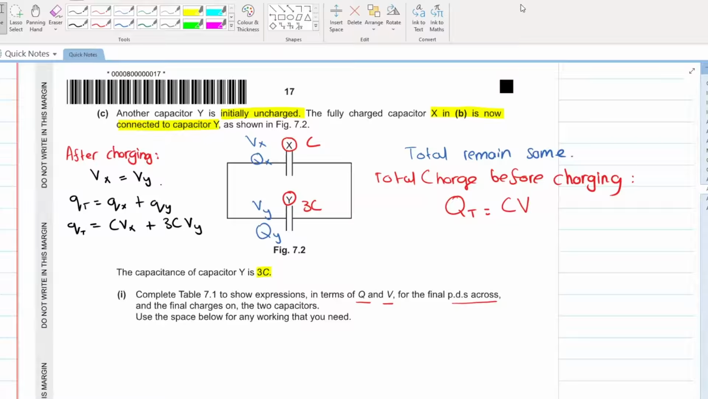Okay, one second. Yes sir, clear? Clear till now? Okay, perfect.